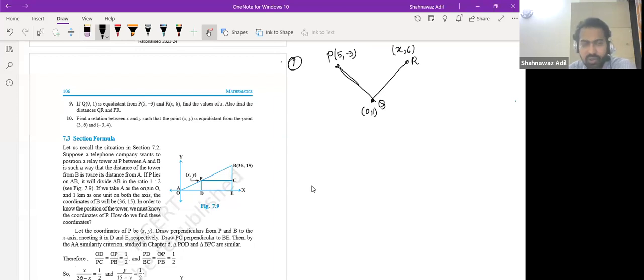Okay. So what is given in this question, Rifa? We need to find the value of x and also the distance of QR and PR. Yeah, so we have to find out QR and PR. But what is given in this question? What is the information that is given? That Q is equidistant from P and R. Yeah, so how can we represent that mathematically?